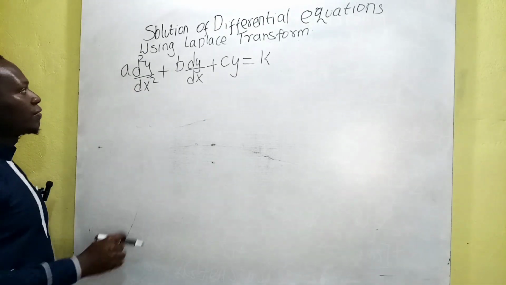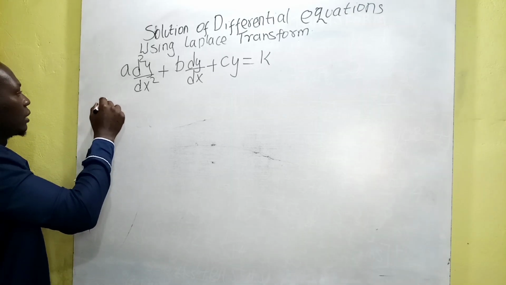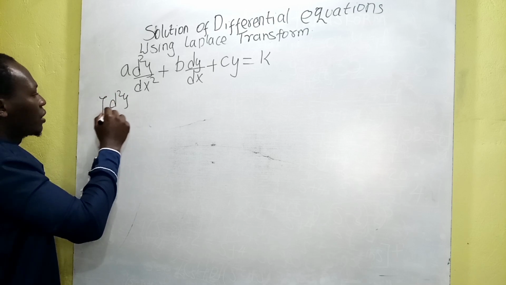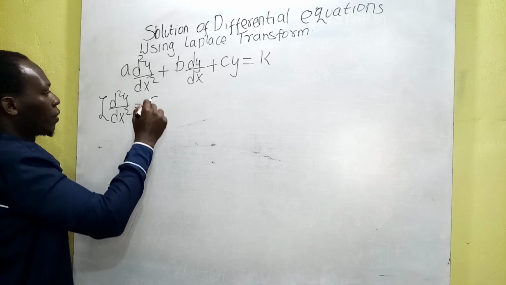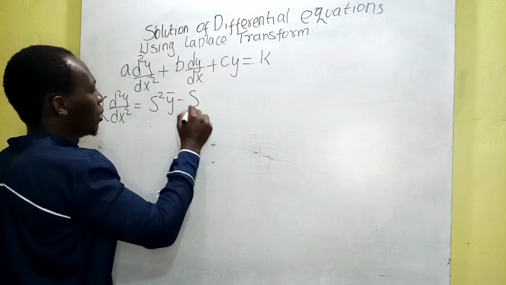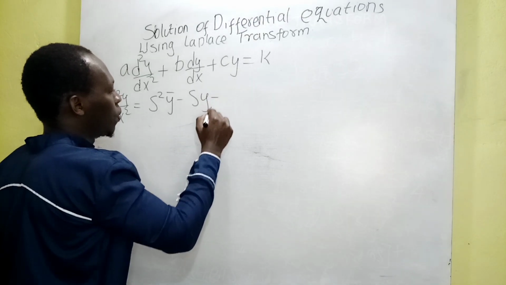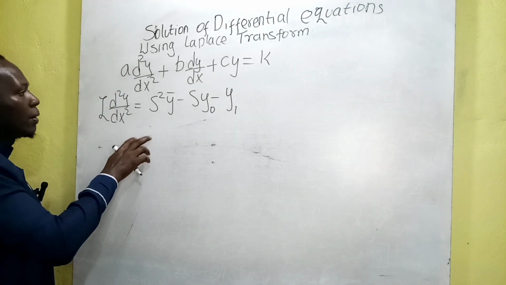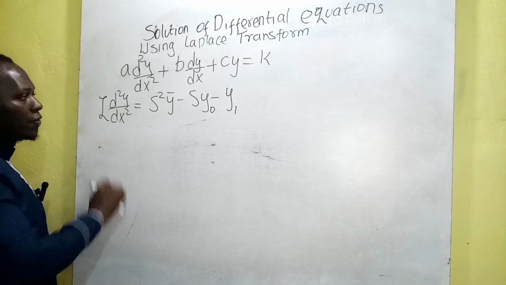What is the Laplace transform of d squared y with respect to dx squared? We understand that the Laplace transform of d squared y with respect to dx squared is equal to s squared y bar, we subtract sy naught, we subtract y1. This is now the Laplace transform of our differential here.